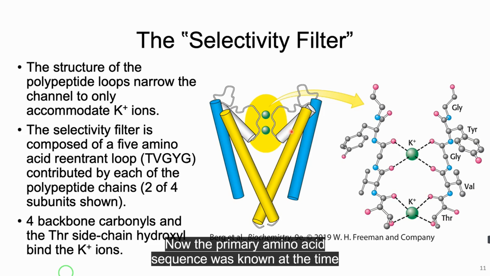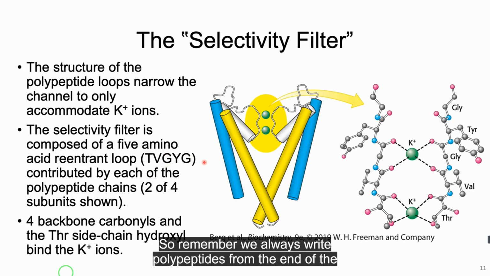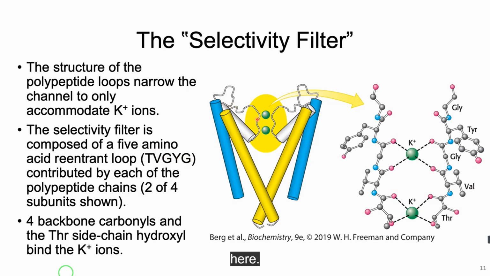Now, the primary amino acid sequence was known at the time, and people had actually done mutations and made changes to the sequence and found out that it's this sequence here, TVGYG, that's going to be important for the activity. So remember, we always write polypeptides from the N terminus to the C terminus. So we've got threonine, valine, glycine, tyrosine, glycine. And this is in the middle of the chain, just on this loop here.